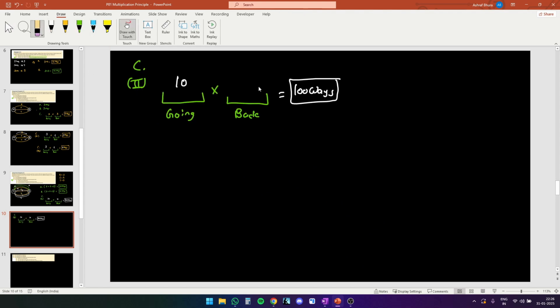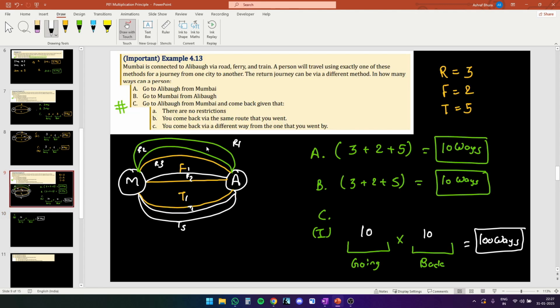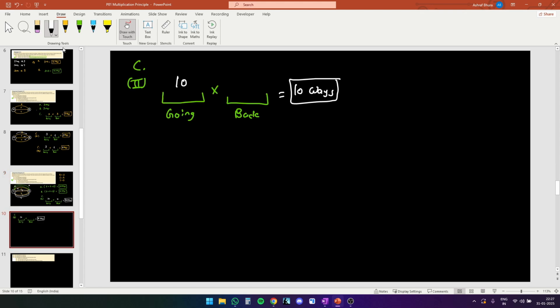So can I say if I am having 10 ways to go, if I am choosing road 1 to go, I have to come back by road 1. If I am choosing ferry 1 to go, I have to come back by ferry 1. So while going I will be having 10 choices, but while coming back I will be having only one choice. So 10 times 1, it becomes 10 ways.